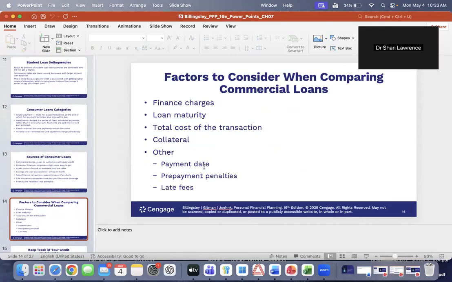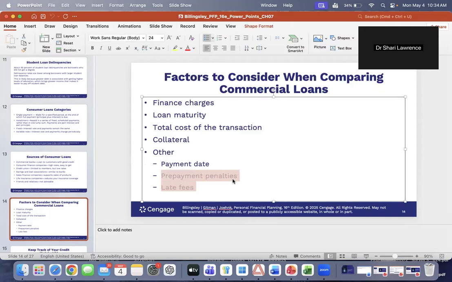All right, what factors should you consider when comparing loans? Obviously, the interest rate, how long the loan's going to be. Are there any other costs? Always ask if there's a prepayment penalty. You want to be able to pay the loan off early if you choose to.